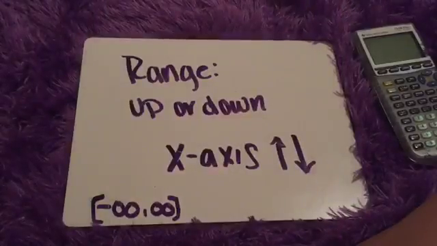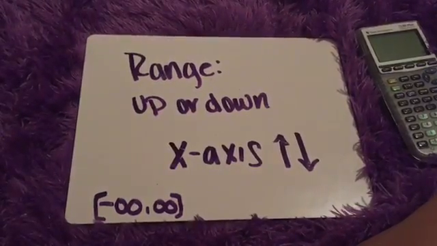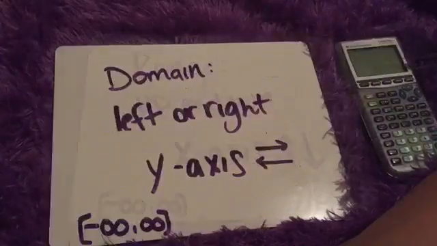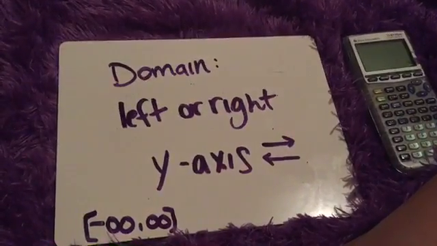We will start off with some vocabulary. When finding the range, we will be looking at the graph from up and down as it approaches the x-axis. Finding the domain, we will be watching the graph from left to right as it approaches the y-axis.